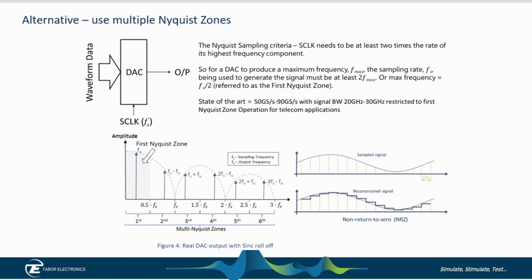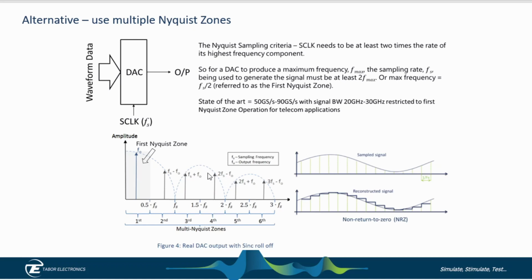I mentioned earlier that we could actually use our DAC in different Nyquist zones. So the first Nyquist zone is going to be all the way up to half our clock frequency. But then if you look at this plot here at the bottom of the screen, you can see that we'll end up with a signal that's going to be F sample minus the frequency that you desire, or we're also going to end up with a frequency that's F sample plus the frequency you desire. And that's in the second Nyquist zone.